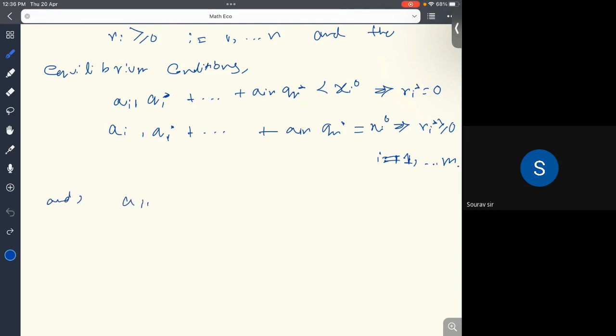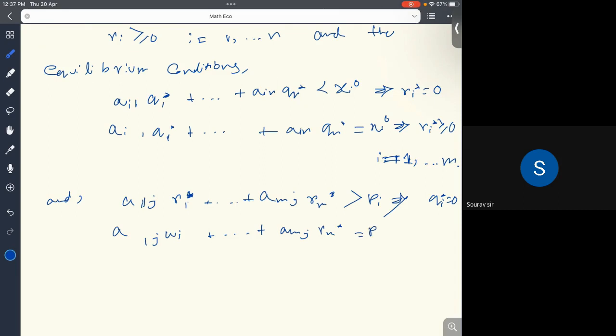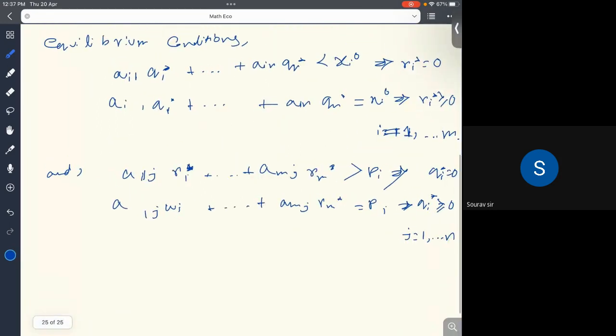And they have also mentioned that a1j r1 star plus dot dot dot plus amj rm star greater than pj implies qj star is equal to 0, and a1j r1 star plus dot dot dot plus amj rm star is equal to pj implies qj star greater than or equal to 0, where j is equal to 1 to n. Given that, we have satisfied all these equations, right?